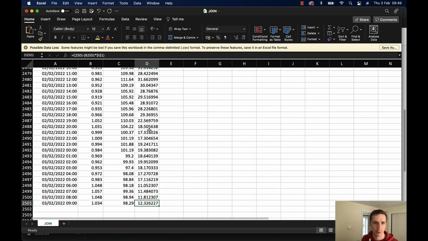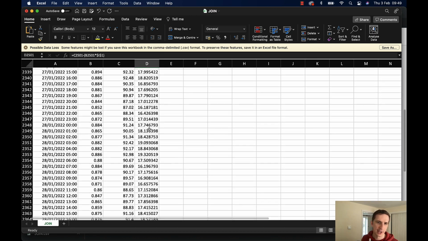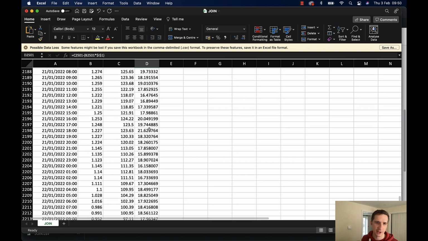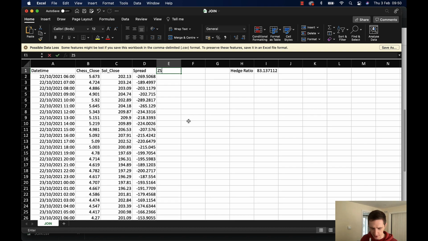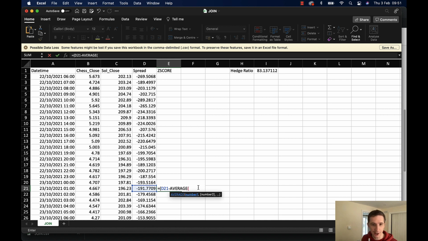Now I've got a spread to work with, and you can see it's got negative numbers and it's got positive numbers going on here as well. So now what we need is a z-score. What I need to do is actually use the spread because we're doing it on the spread. So I'm going to take brackets for this. I'm going to say, what is the spread, the current value minus the average for the last 20 days? So this is giving me 20 days worth of data for the spread.